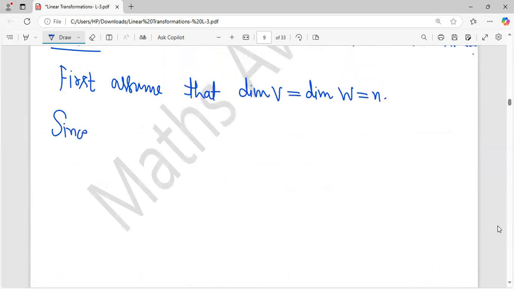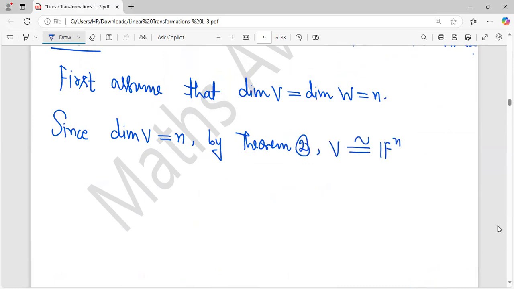Since the dimension of V is equal to n by theorem 1, by theorem 2, V is isomorphic to Fn, which implies there exists T: V to Fn, an isomorphism.